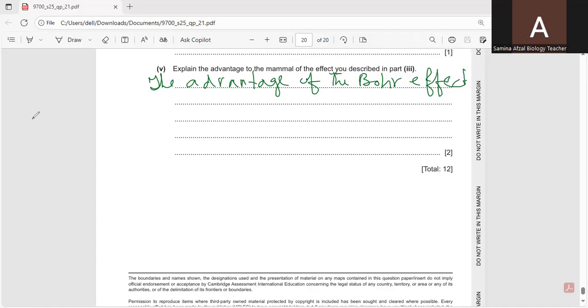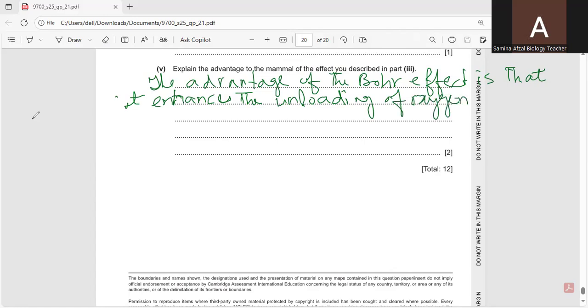The Bohr effect, meaning the right shift of the curve at high carbon dioxide concentration, has the advantage that it enhances the unloading of oxygen where it is most needed.